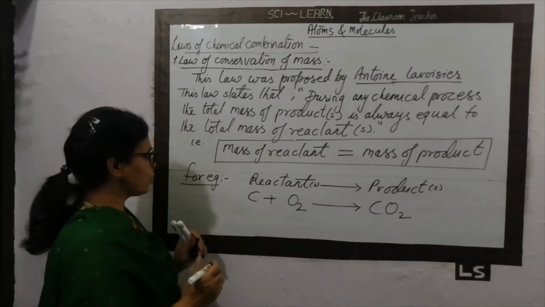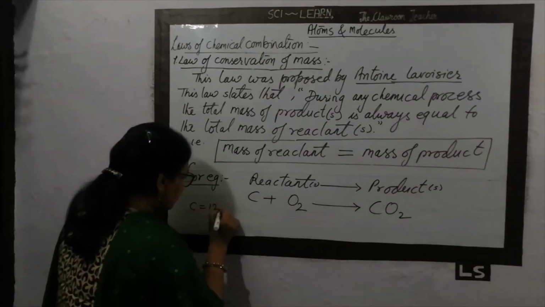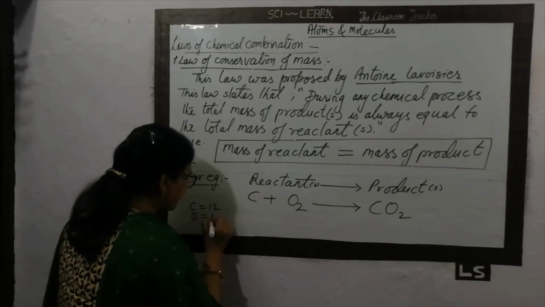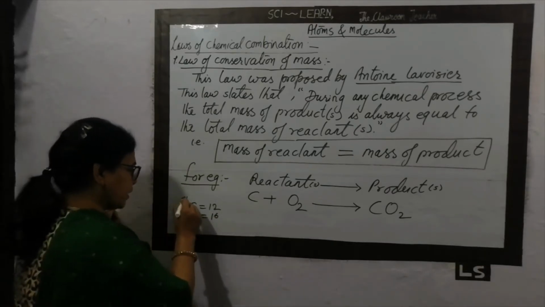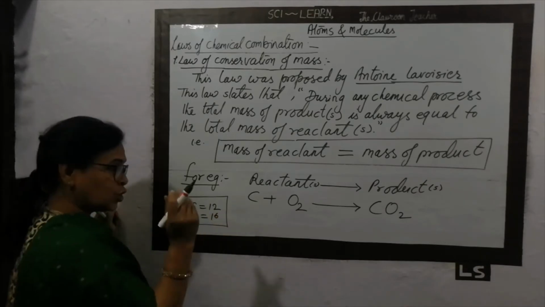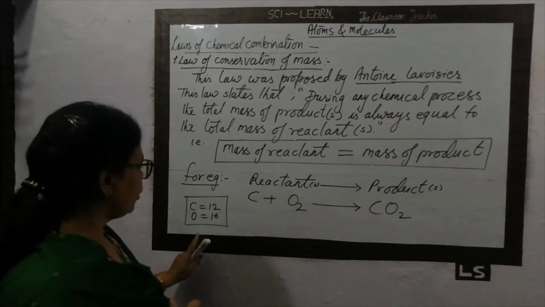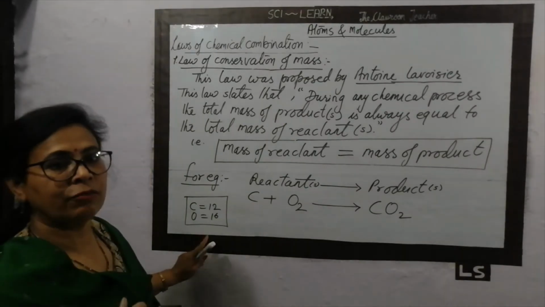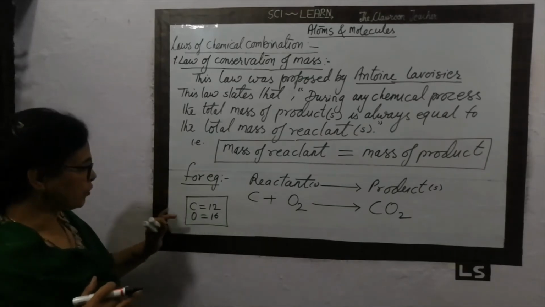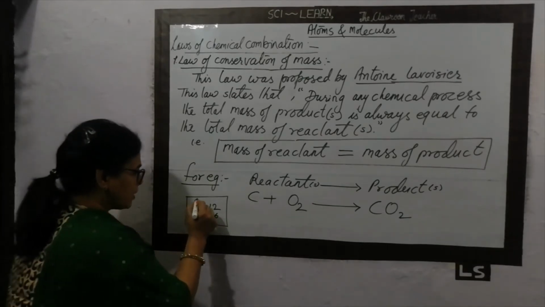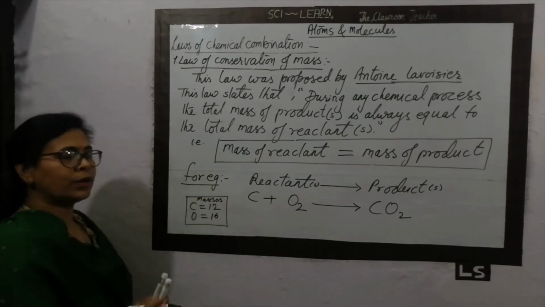Now what is the mass of the carbon? You have to learn it. The carbon mass is 12. Oxygen's mass is 16. But you have to remember this thing: when you complete these two lessons continuously, atomic structure and atoms and molecules, then you know very well what these masses are and where we get them from. Till now, we have to know the mass of carbon is 12 and the mass of oxygen is 16.